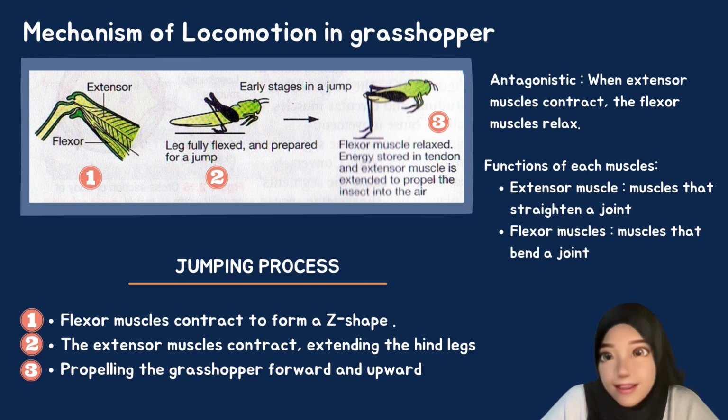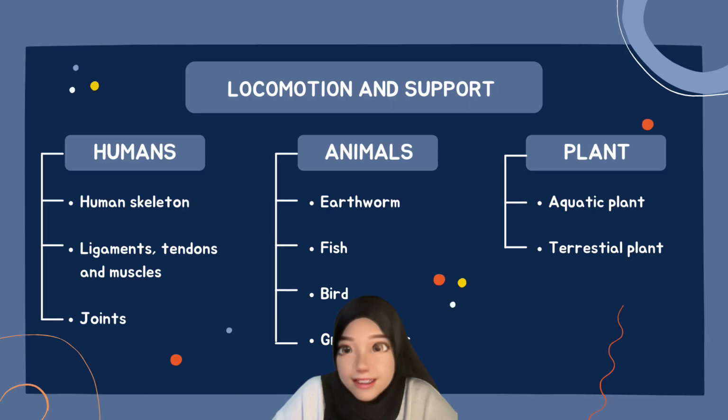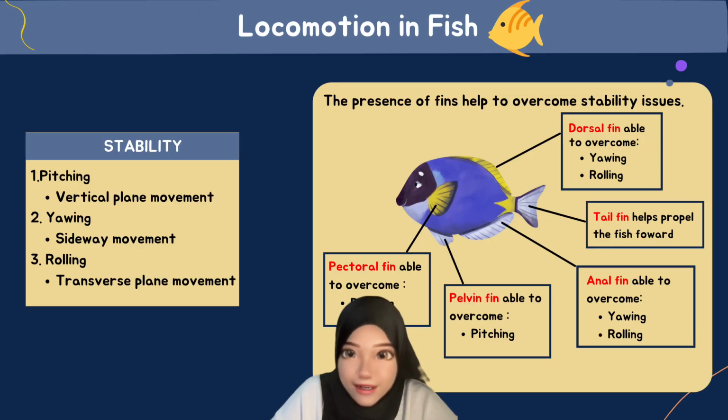And to summarize, in this lesson, we have learned what locomotion and support are, and we have learned in detail about the locomotion and support in animals, which are earthworm, fish, and grasshopper.